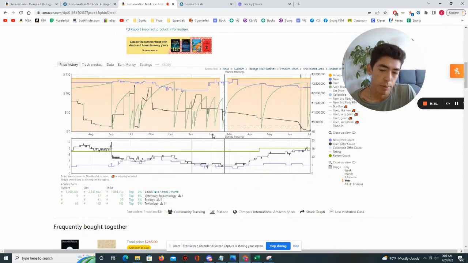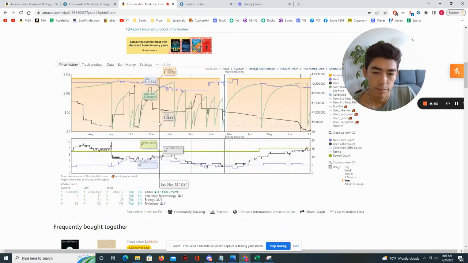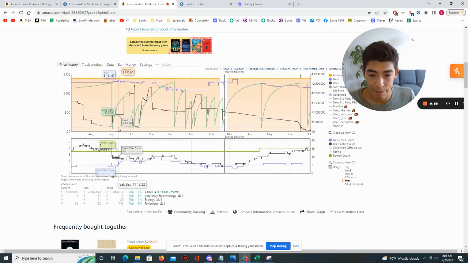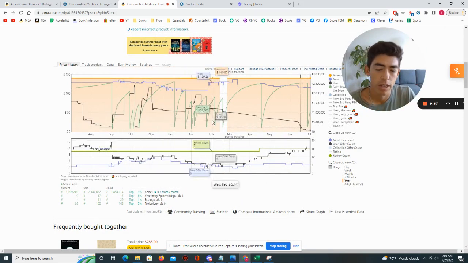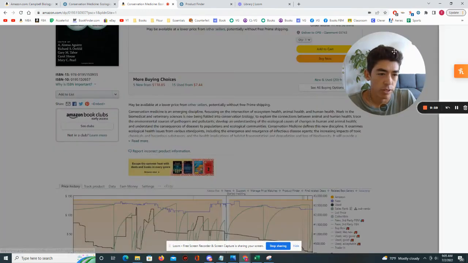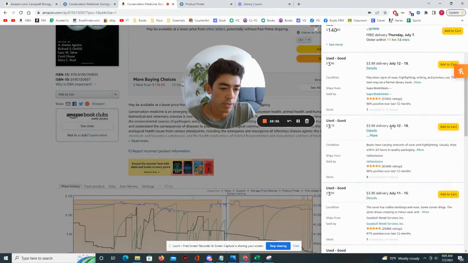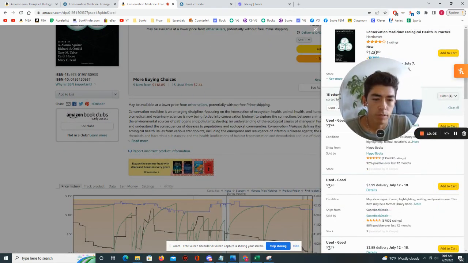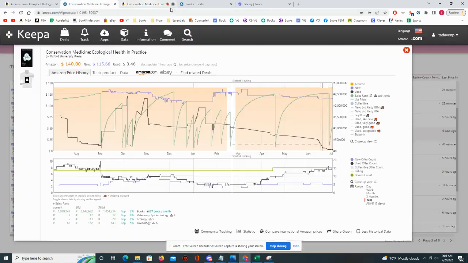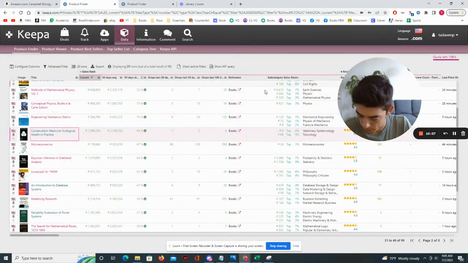Now I wouldn't buy too many of them because it doesn't sell all the time. It sells maybe 10, 15 times throughout the year. But for $7.44, I would buy one or two of those copies and send them in. Let's take a look at another copy.